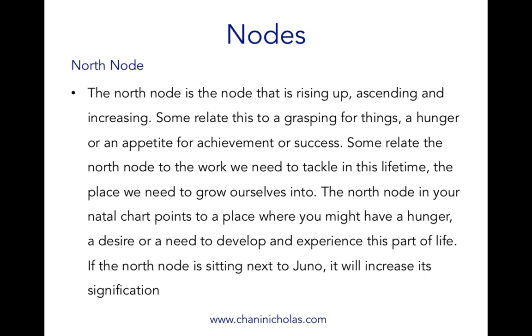The North Node in your natal chart points to a place where you might have a hunger, a desire, and a need to develop an experience as part of your life. If the North Node is sitting next to Juno, it will increase Juno's signification. So the desires for relationship will increase, or the type of people that we go for will be bigger types of people, or the Juno situation in our life will be that much more magnified.